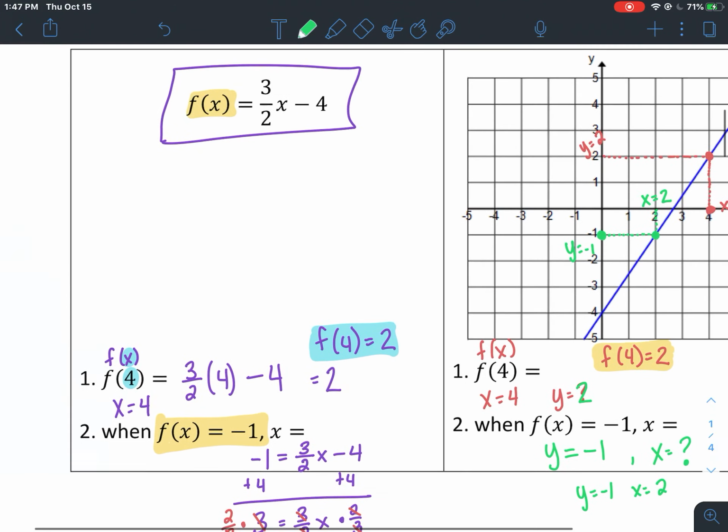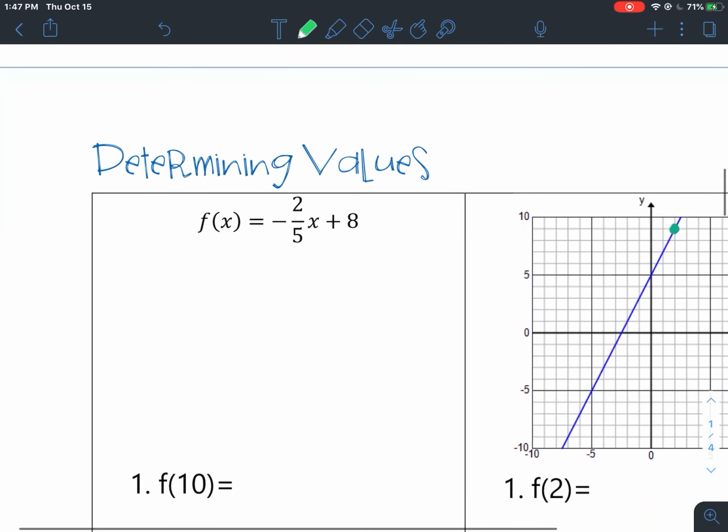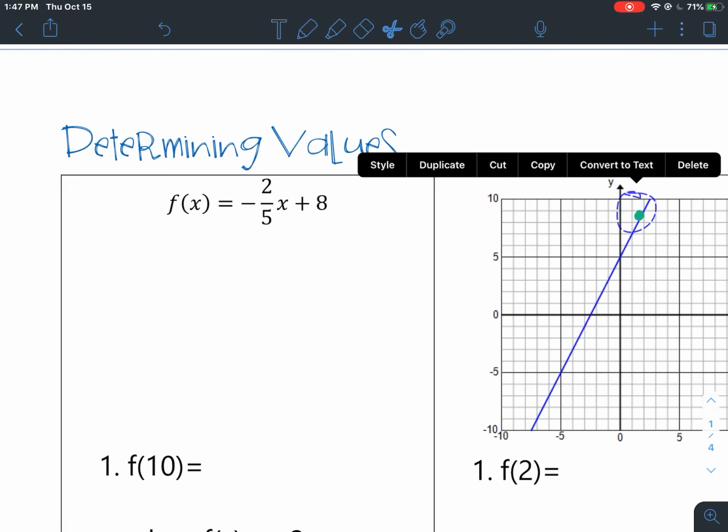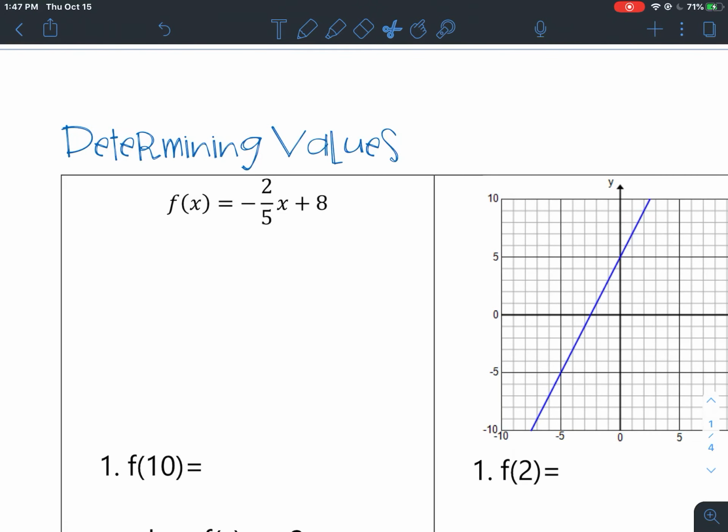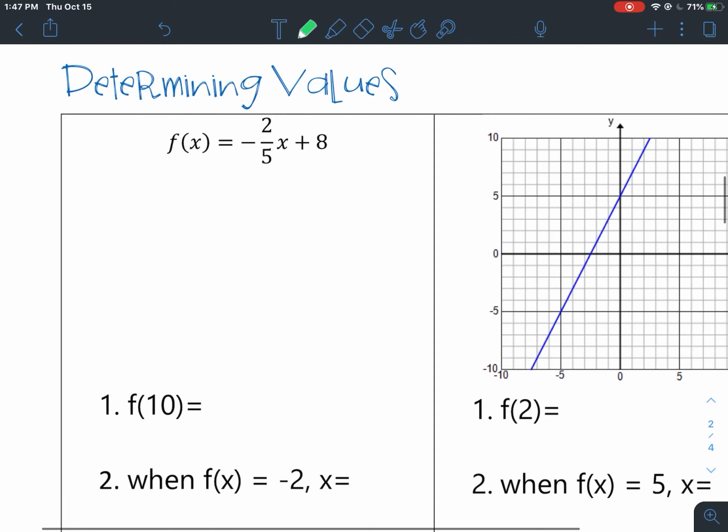Notice that they are the same because this equation is the same as the graph, and the answers on the answer key are incorrect because I want to see if you're actually following along with the video or if you're just copying from the answer key. Then I'm going to do this second one with you, and then I'll let you try the last two on your own. So f of x equals -2/5 x plus 8.